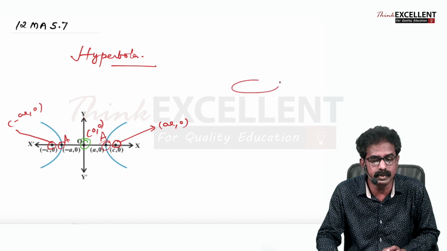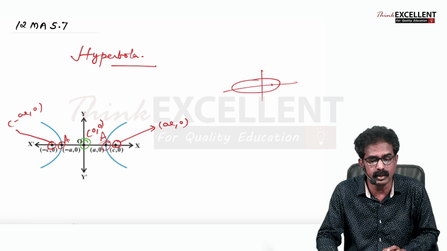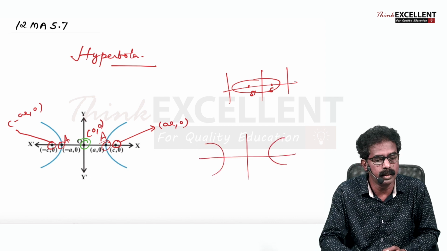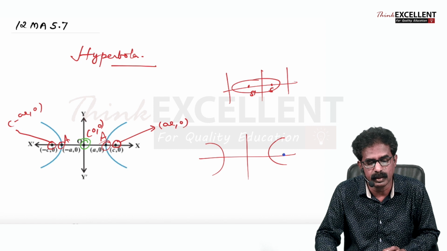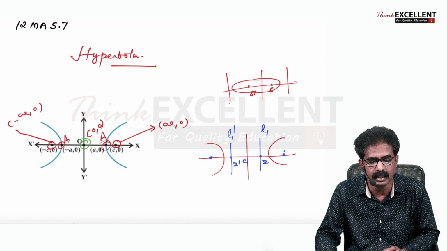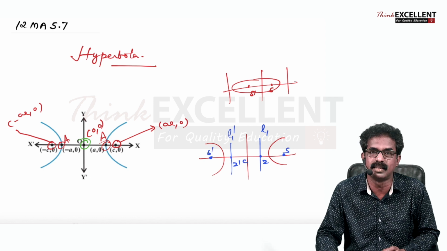In the case of ellipse, the focus is here, so its directrix is here. Another focus is here, its directrix is here. But in the case of hyperbola, when the focus is here, its directrix will be here. When the focus is here, the directrix will be here. Okay, so this is L1, this is L1 dash, this point is Z, and this point is Z dash, this is C, this is S, this is S dash.